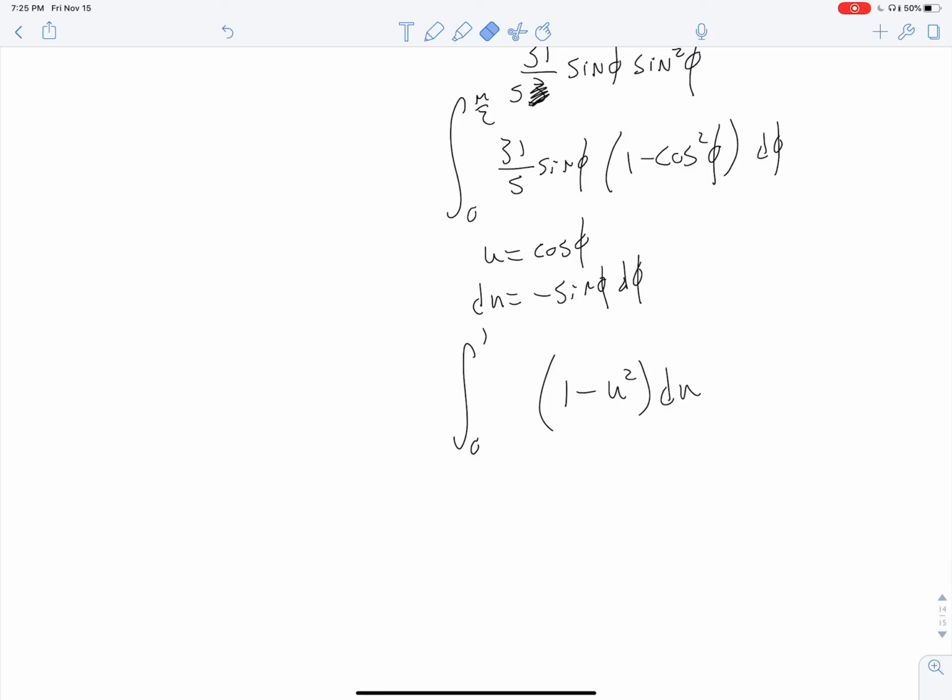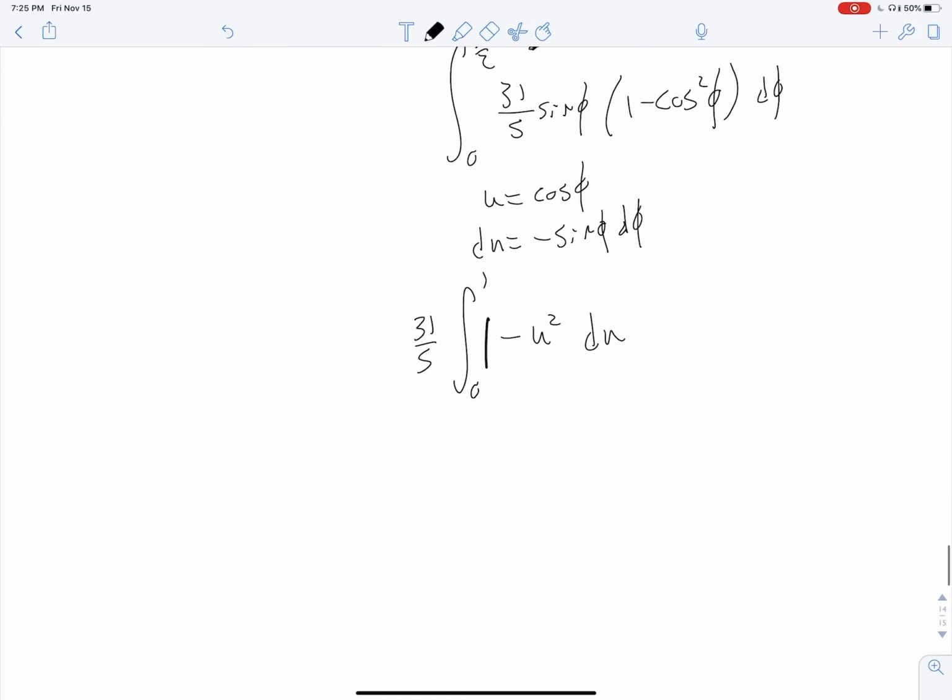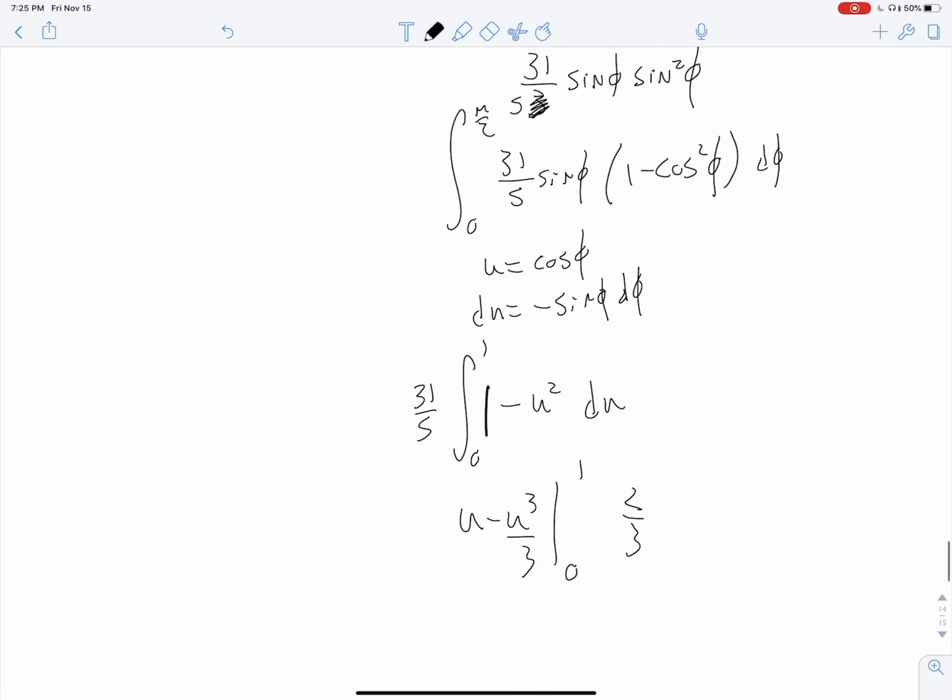And we can take this constant 31 over 5 and move it out. So all we're left with is, oh no, we lost our 1. Let's see if we can get it back. Whoop. I guess that's okay. And so all we have to do is evaluate this, which is going to be u minus u cubed over 3 evaluated from 0 to 1, which is just going to be 2/3.